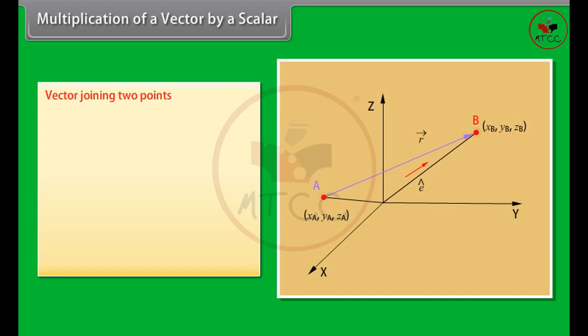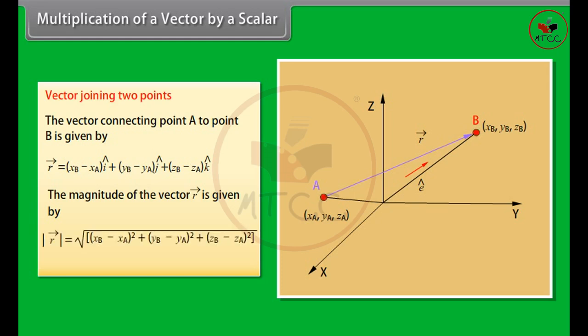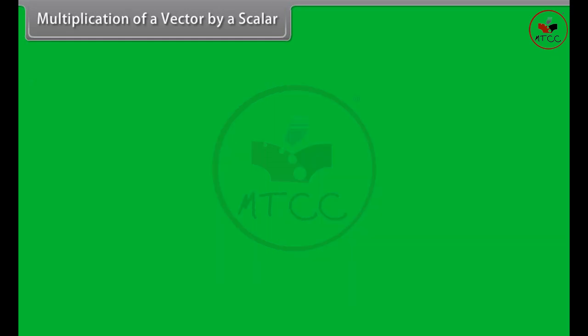Vector joining 2 points. The vector connecting point A to point B is given by vector R equals (xb minus xa) cap i plus (yb minus ya) cap j plus (zb minus za) cap k. The magnitude of the vector R is the square root of (xb minus xa) whole squared plus (yb minus ya) whole squared plus (zb minus za) whole squared. Multiplication of a vector by a scalar.